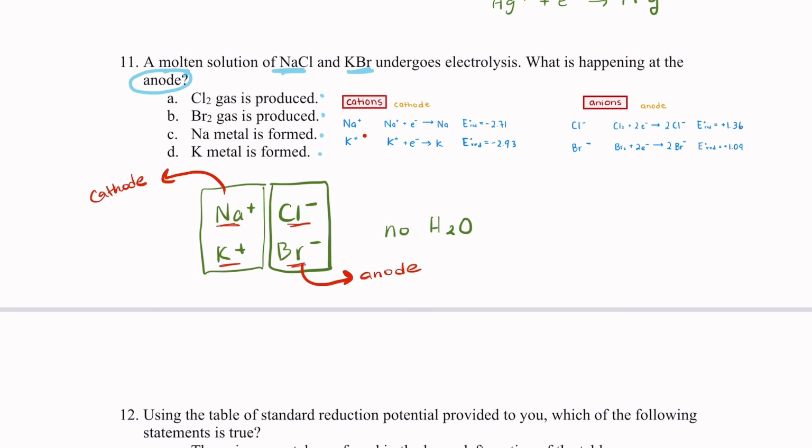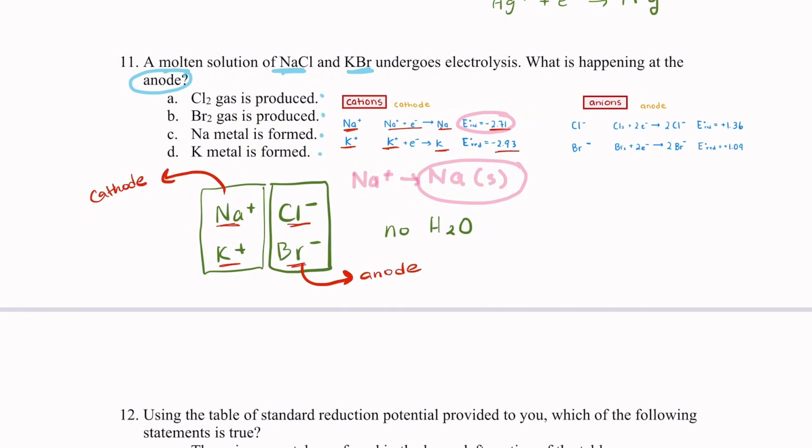For the cations, which undergo reduction at the cathode, the reduction potentials are sodium ion to sodium metal at negative 2.71 volts, and potassium ion to potassium metal at negative 2.93 volts. The more positive reduction potential is easier to reduce, so sodium ion is reduced more easily than potassium ion. Therefore, sodium metal forms at the cathode.